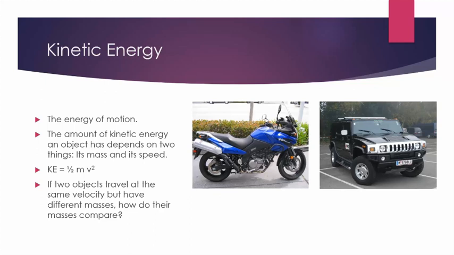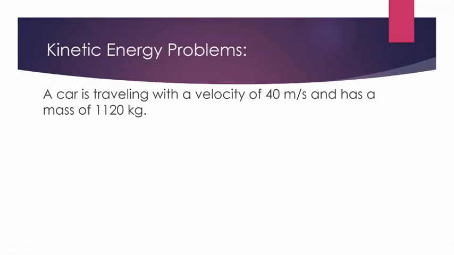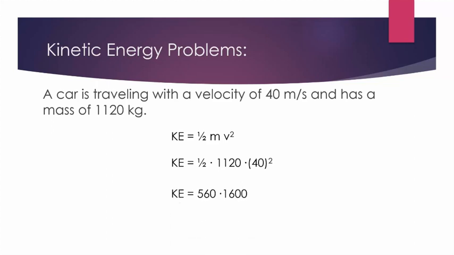Your basic kinetic energy problem looks like this. You've got a car traveling with a velocity of 40 meters per second and it has a mass of 1,120 kilograms. So we take the kinetic energy as 1/2 mv squared. Substitute in your 1,120 and your 40. Calculate that out, and this is probably something you're going to want a calculator for, and your number is 896,000 joules. Pretty straightforward. Very large number there.